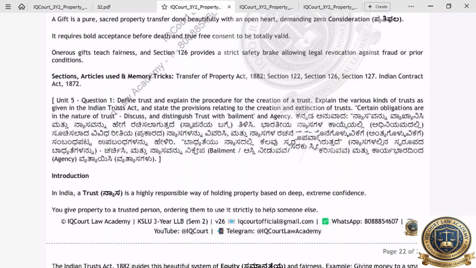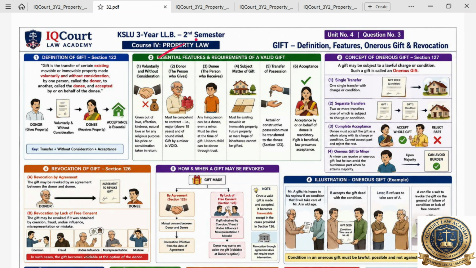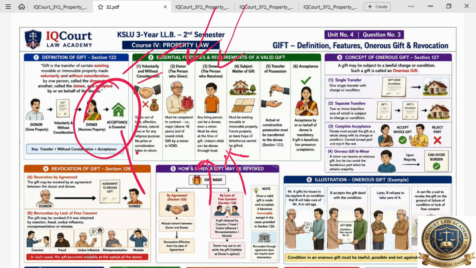Then we'll go to the fifth unit. These are the valid essentials of the gift: it should be voluntary, without consideration. The donor must be competent. Any living person can be a donee. No need to be a major. He can be a minor also, but must be alive at the time of the gift. An unborn child also can be a donee through a trust, making someone a trustee. But the donee should accept it. That is essential, very, very important.